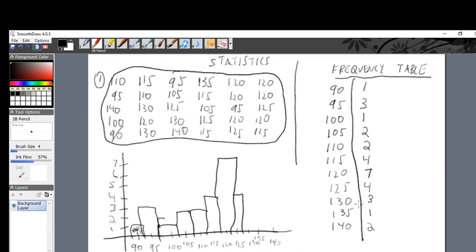130 is 3. So where's 3? Around here. That's 130. 135 is just 1, so way back down again. And 140 is 2. That gets bumped up to 2. Lousy looking graph, but it does the trick. This one is much fatter than the others. And that goes up to 2, and that's your bar graph.